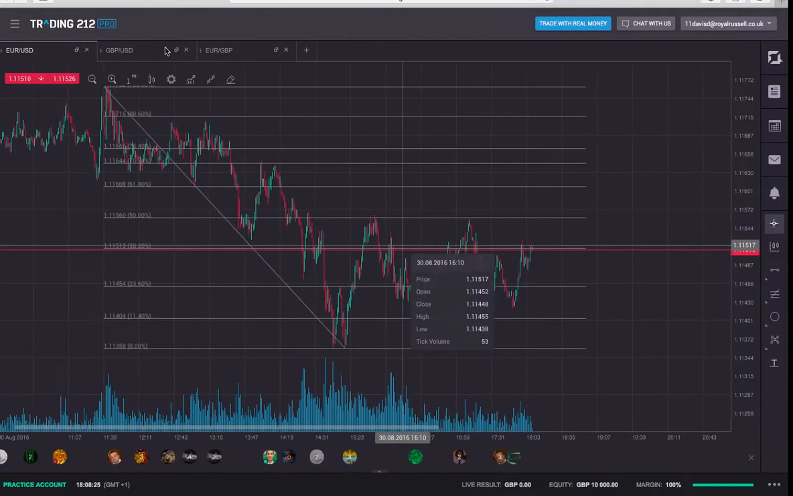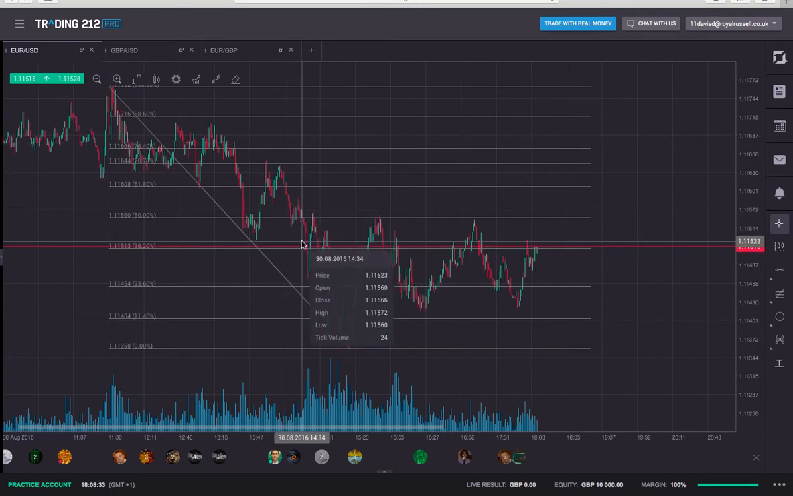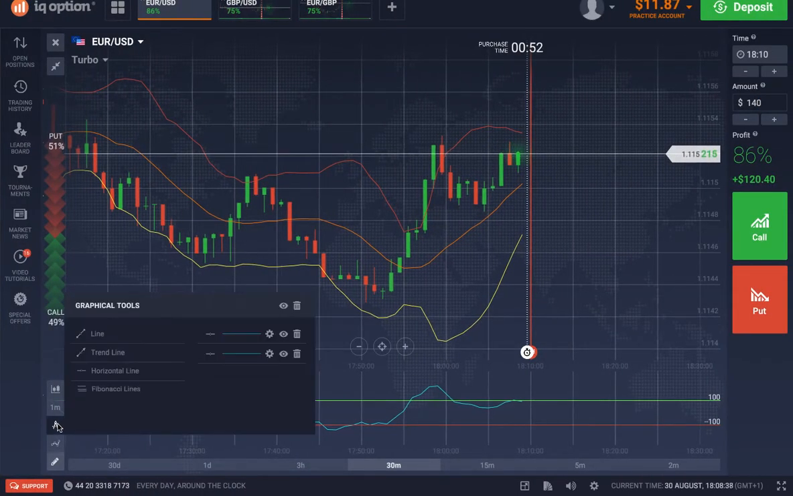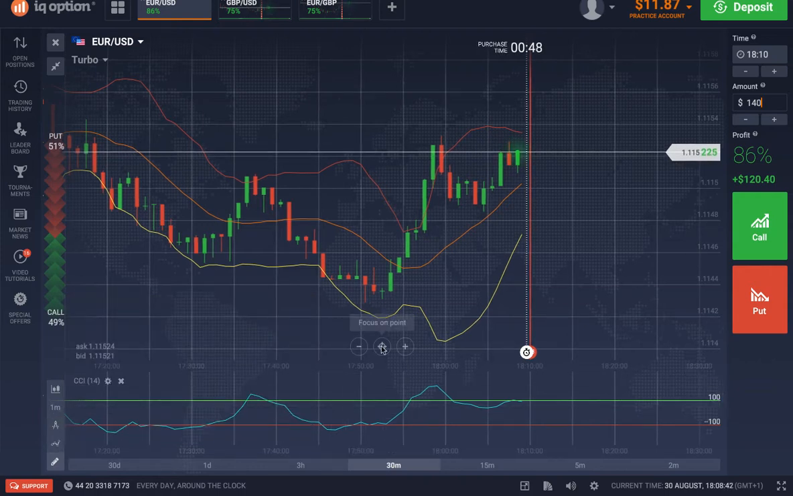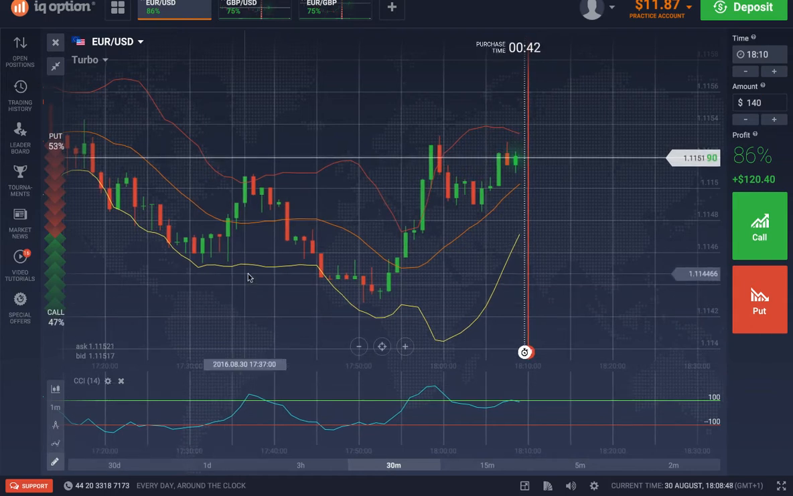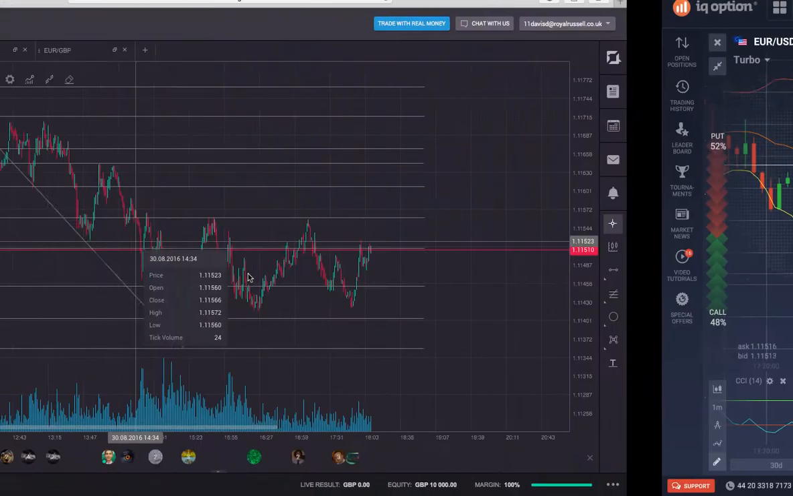And I'm going to be trading using Fibonacci retracements. I'm going to be using TradingView for my chart, because I think IQ Option is kind of dead, and you can't really use Fibonacci retracements on it as well. It's quite hard. But I've also got the CCI up and the Bollinger bands up, which I also use to trade.